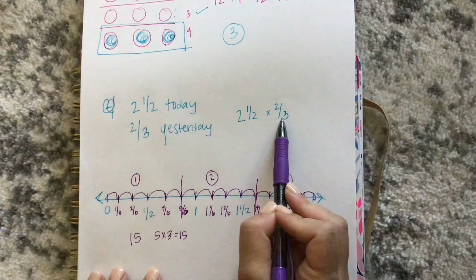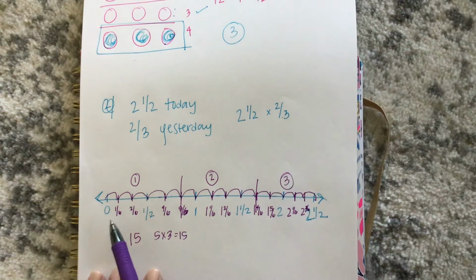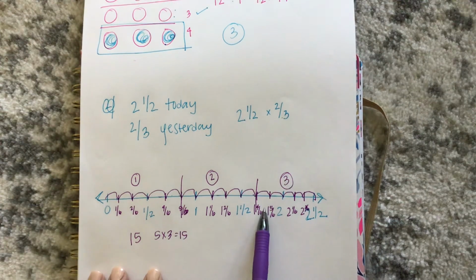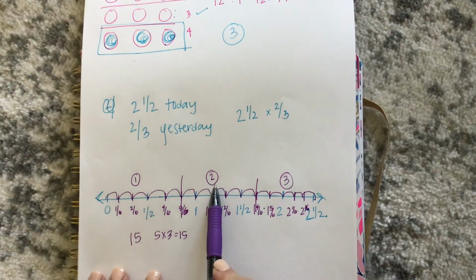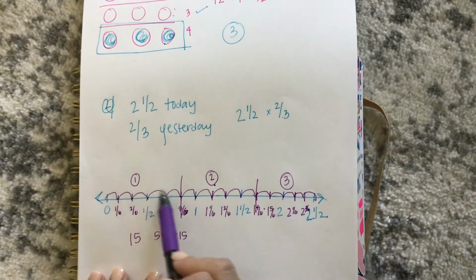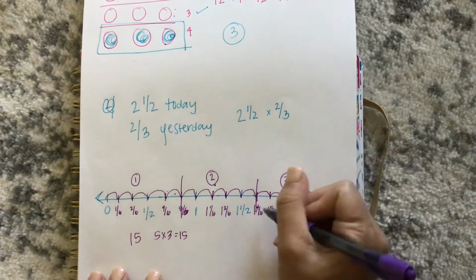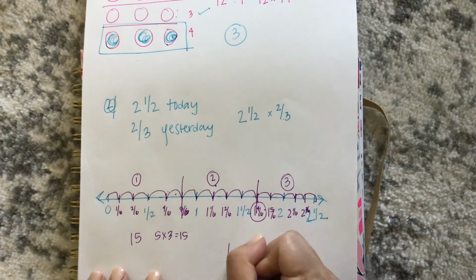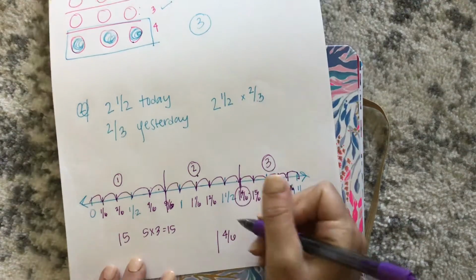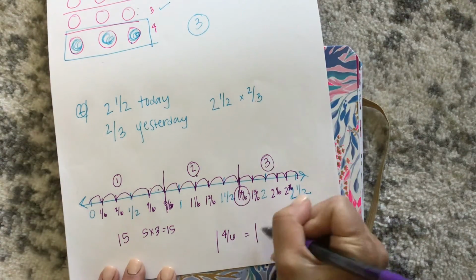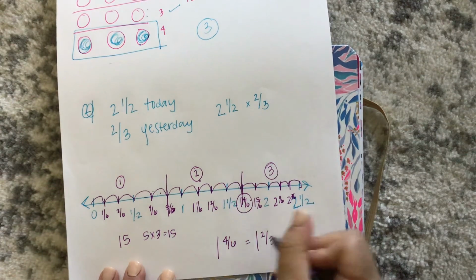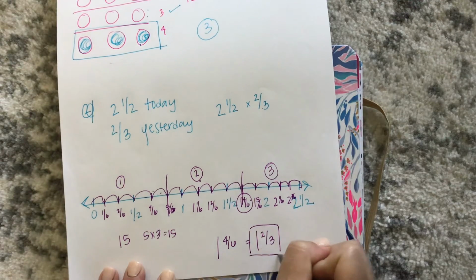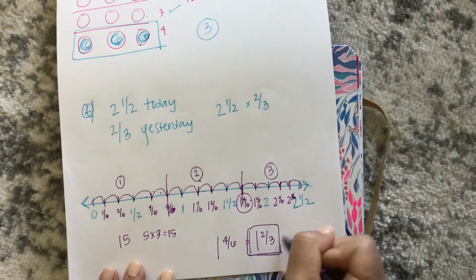So now, again, I am looking for 2/3 of 2.5. Now that my number line is appropriately divided into 3 equal sections by sixths, I am going to take 2 out of the 3 to get my answer. So 1/3, 2/3, and I land on 1 and 4/6, which also equals 1 and 2/3. So 2/3 of 2.5 is 1 and 2/3.